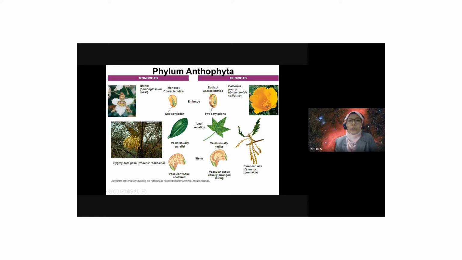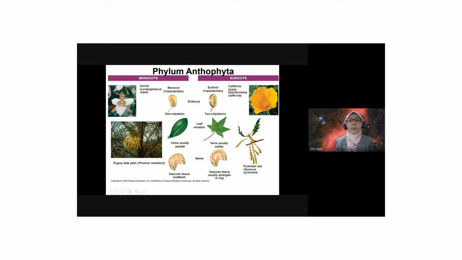Embryos for the eudicot. Okay, an example for eudicots, we have the California poppy here. This California poppy. For monocots, an orchid here. Okay, we look at the characteristics of the eudicots and monocots. For the embryos of eudicots, the characteristic is that it has two cotyledons. Inside there are two cotyledons that produce leaves.